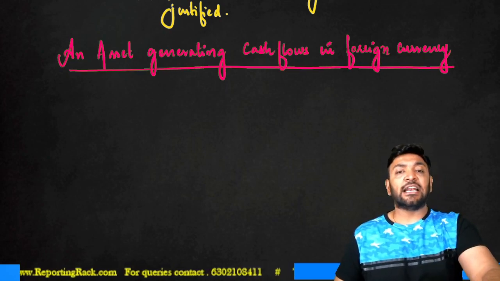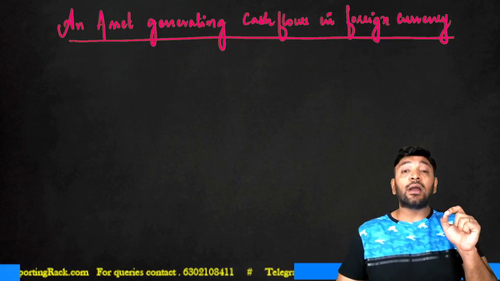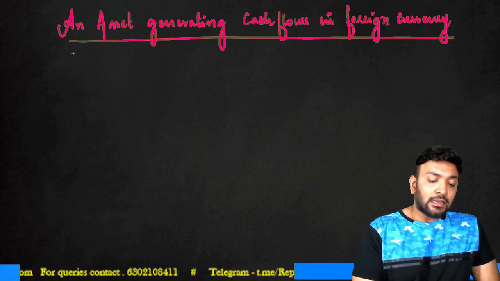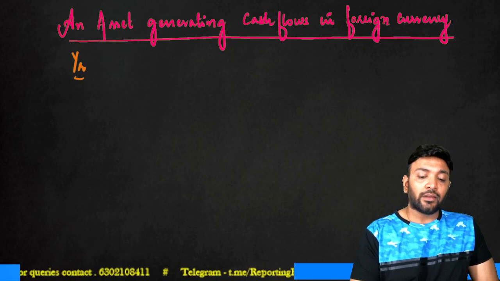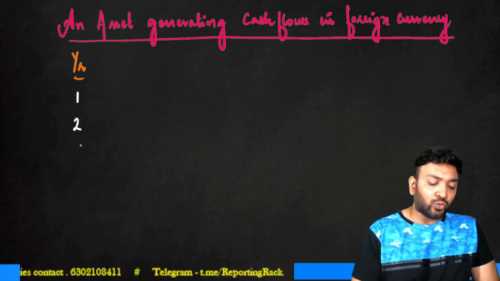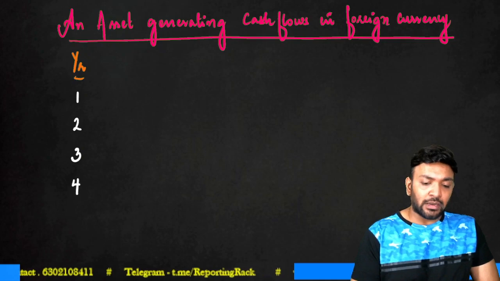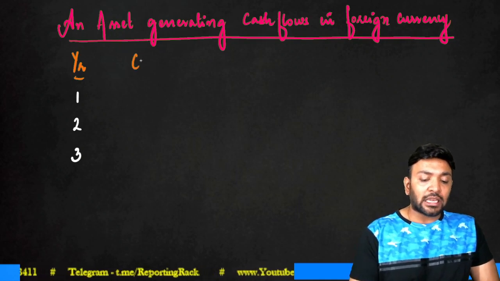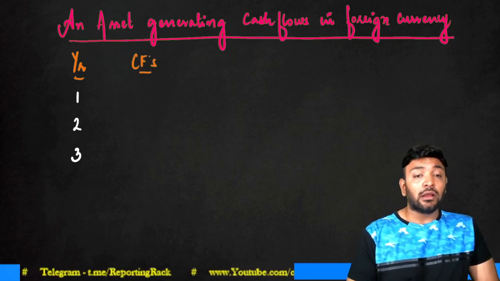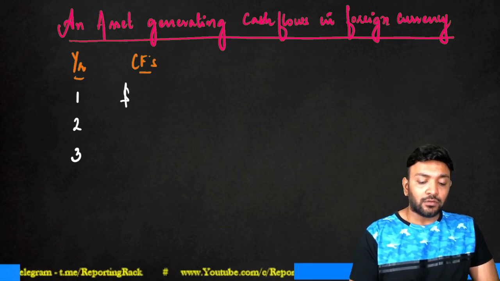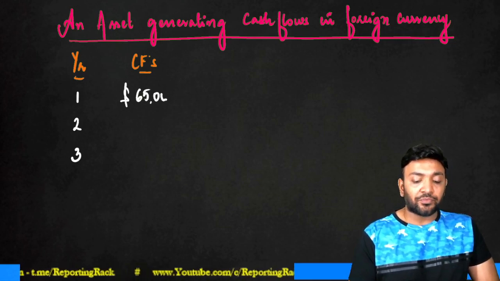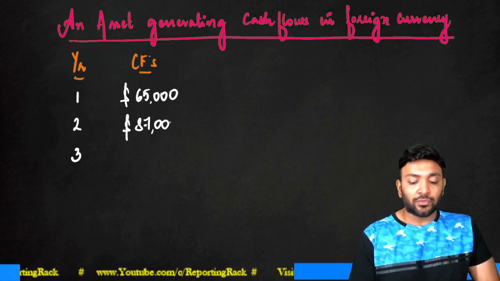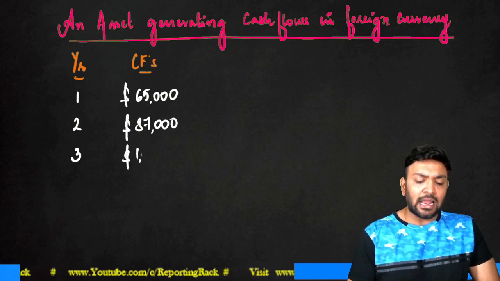If an asset starts generating cash flows in foreign currency, then how do I estimate the amount of value in use? Let's say I have something like this. Here, again, useful life is 5 years. Let's take 3 years, for ease of calculation. Cash flows estimated to be derived are, let's say, $65,000, $87,000 lakh, and $12,000.